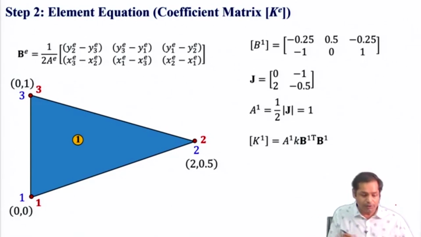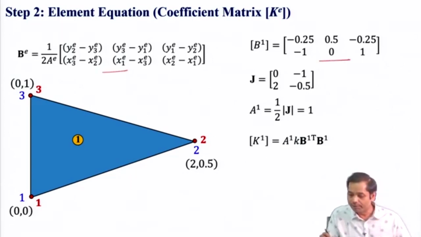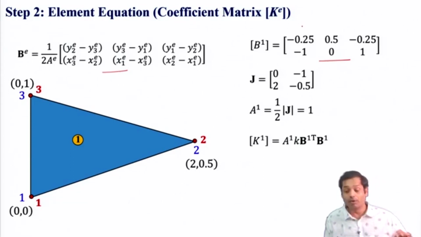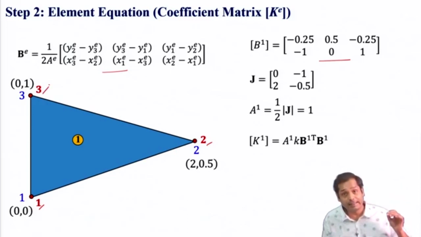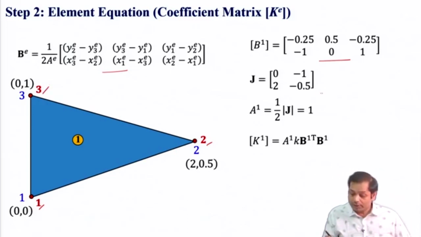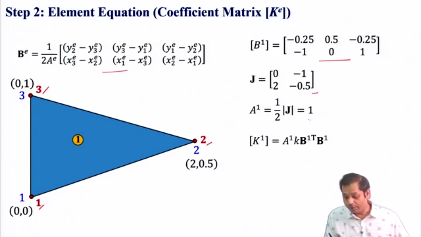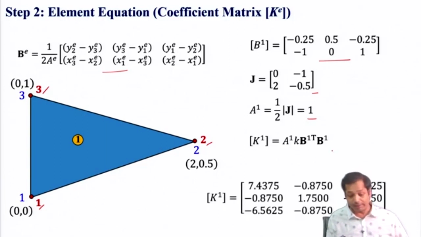If we do so, once we know this expression for B, we can write this is the expression for B1. We know the coordinates of 1, 2, 3. Please note this expression is written with respect to element coordinates 1, 2, and 3, the node numbers at the element level. So the Jacobian will be this, and therefore the area will be this, half of the determinant of the Jacobian, and finally K1 will be this, and the coefficient matrix for element number 1 is this.